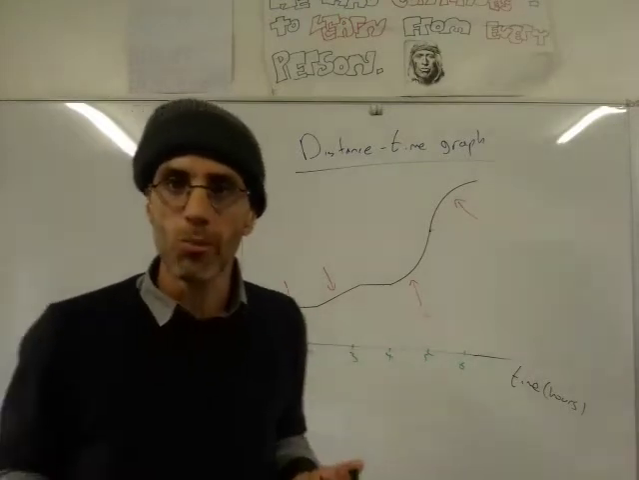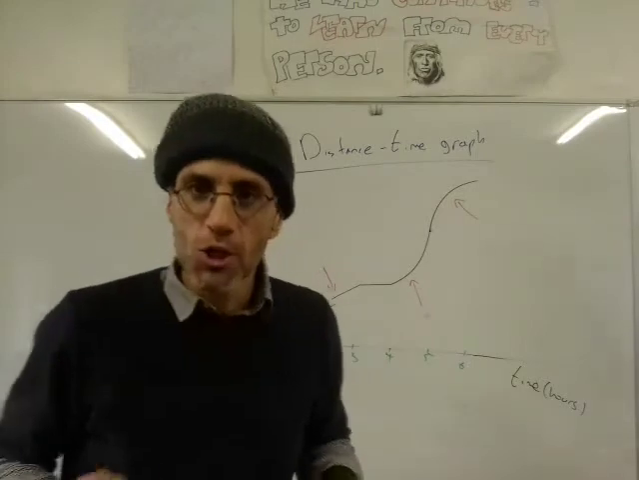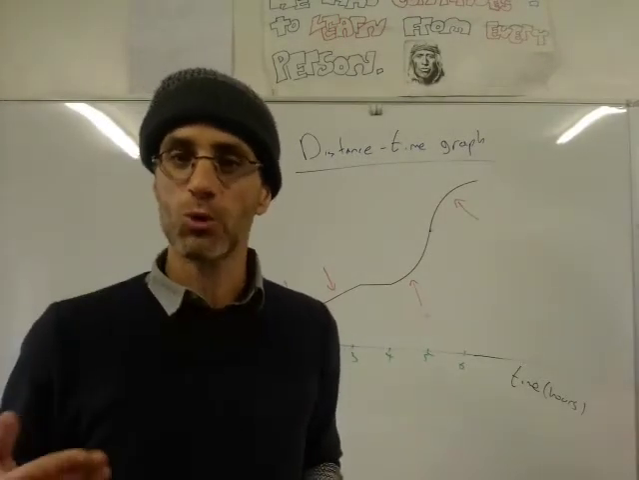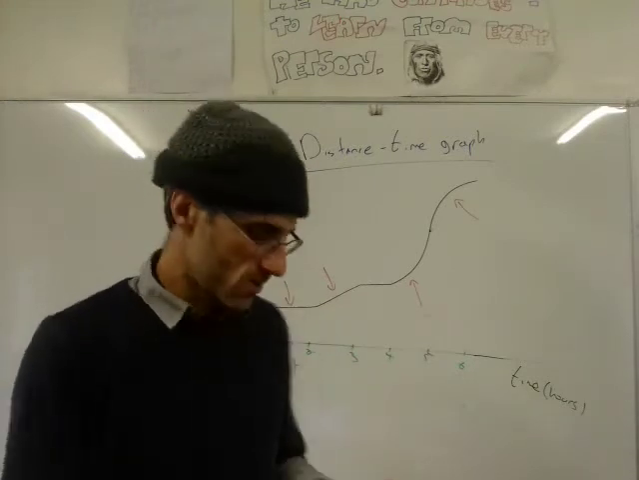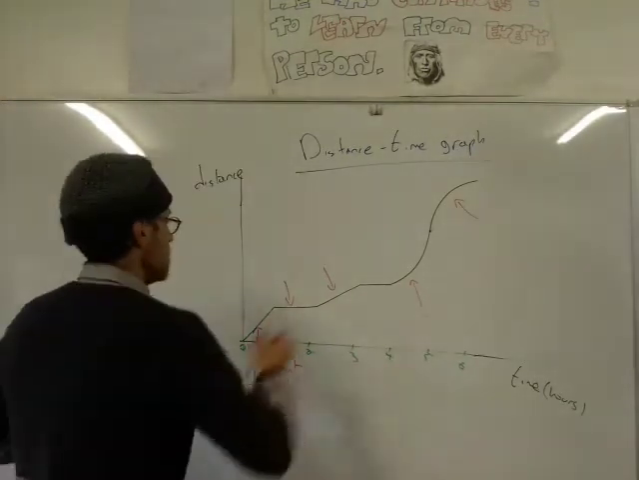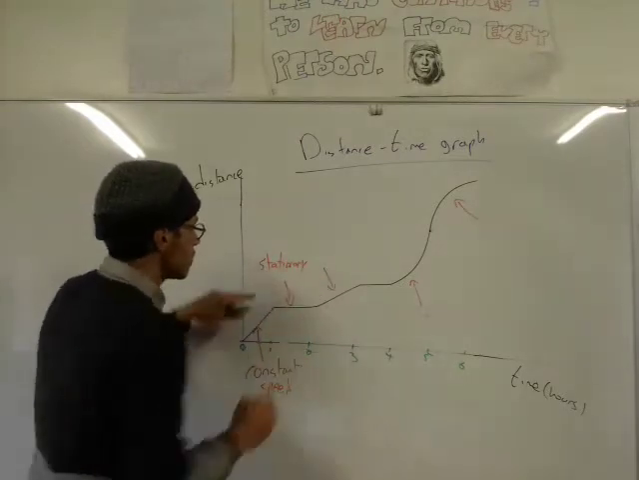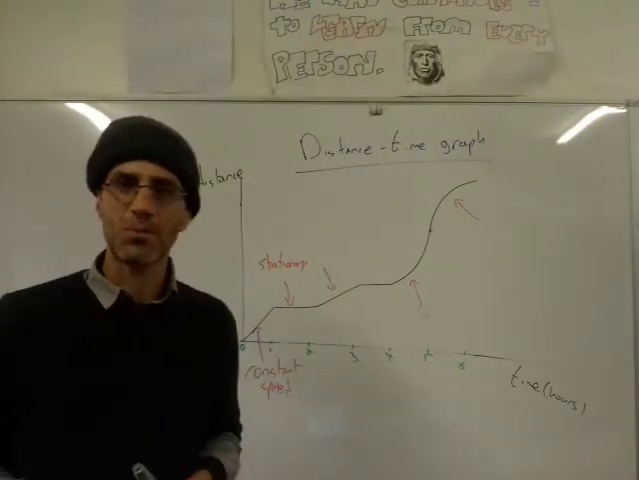Between the first and the second hour, between 1 and 2, what's happening to the distance? Well, the distance is not moving or not changing. So what does it mean that this is not changing? It means that we are not moving. In other words, we are stationary. Let's write that down. Stationary. The horizontal line means stationary.